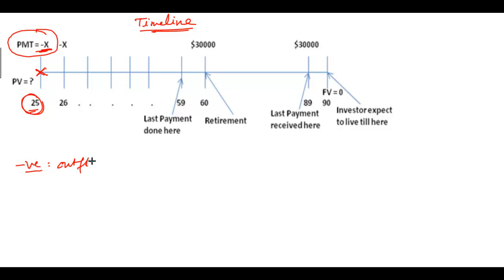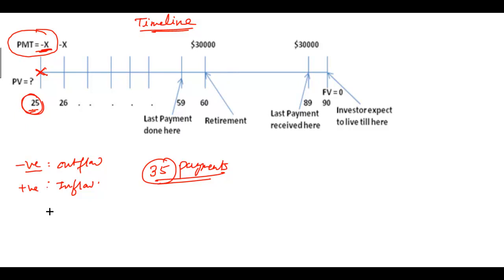As a sign convention, any outflow should be treated as negative and inflow should be treated as positive. And he is making a total of 35 payments. Now how do you know at what age he will be finishing off his payments? When the number of payments is very high, I would not recommend you to count on your fingers. A very simple way to find that is, just think over here, he is investing on 25, on 26, and he will go on till, I do not know, n.